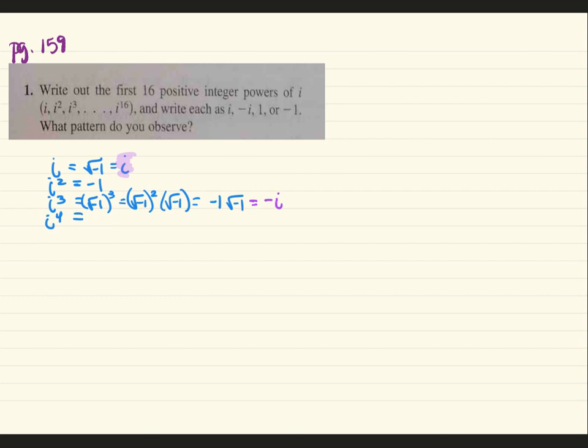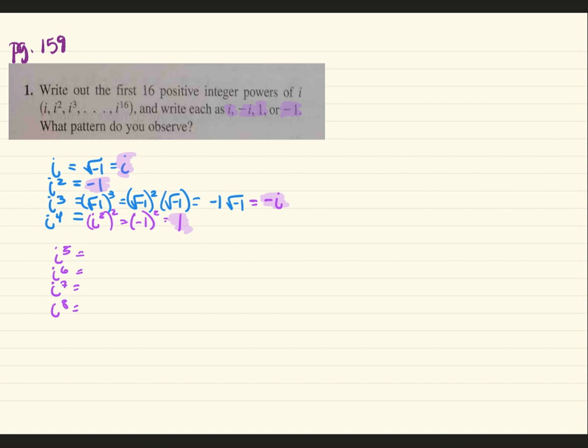Okay, and then I to the 4th is the same thing as I squared squared. And I squared we determined was -1, so -1 squared would be +1. Okay, so in the directions it says write each as I, -I, 1, or -1. So notice that we started with I, then the next one is -1, then we have -I, then positive 1. Okay, so we're going to keep this pattern going and do I to the 5th, I to the 6th, I to the 7th, and I to the 8th.